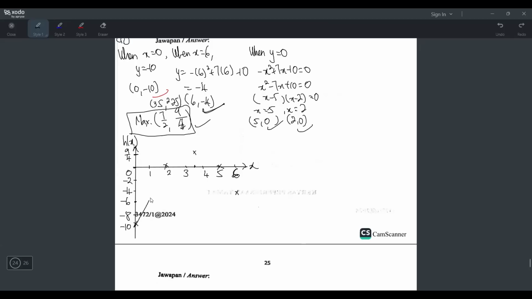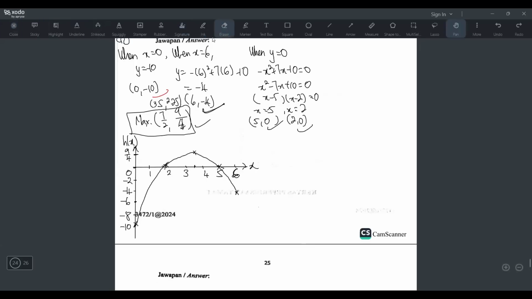Okay, now you just draw the curve. Have to use freehand. My curve doesn't look nice, so let me draw one more time. Yeah, just join them together. Okay, good enough. Let me make it a bit prettier. This is the maximum point, so make sure this is the highest. It cannot go higher than this, right? So something like this. Okay, this is not nice already, so let me do again.